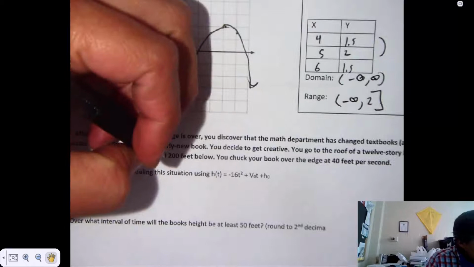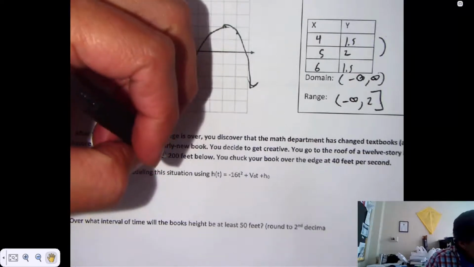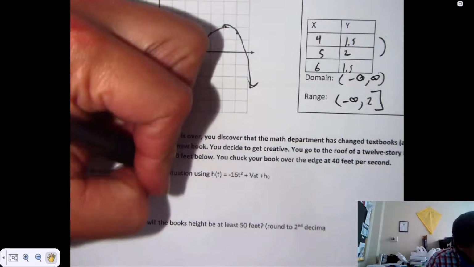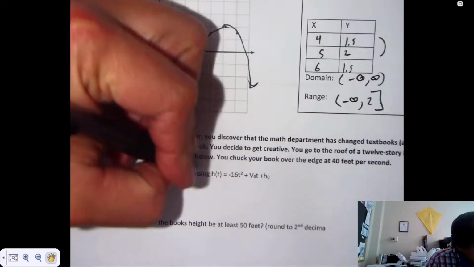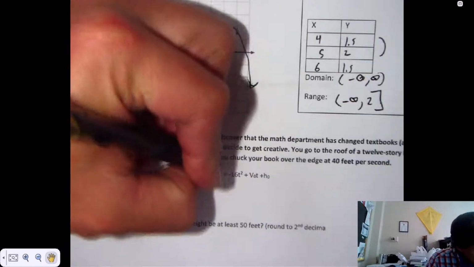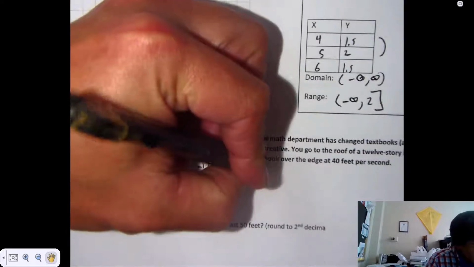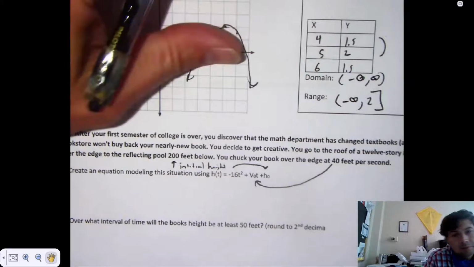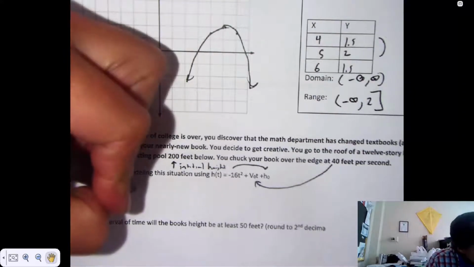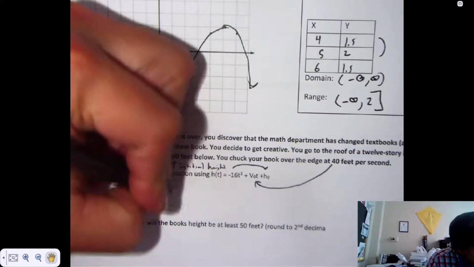You're going to throw your book over the edge of a building to a reflecting pool 200 feet below. Well, that's your initial height. So we call it h0. And this 40 is your initial velocity. So part A is an easy thing. Just plug stuff into an equation and show me the equation.